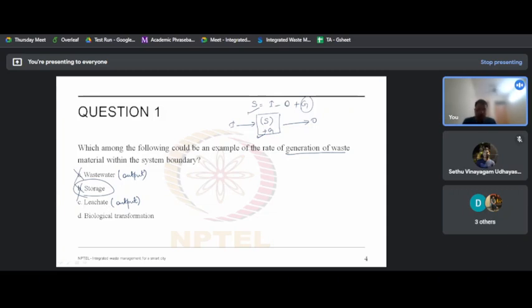And that leachate can contaminate. They will generate leachate in any case, but that should be managed well. So leachate cannot be the answer. So we are left with biological transformation.